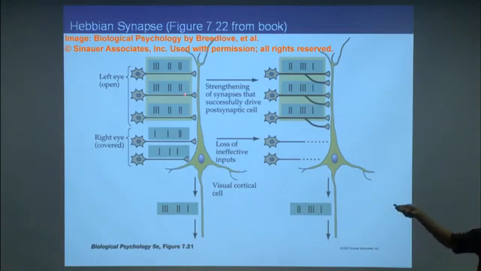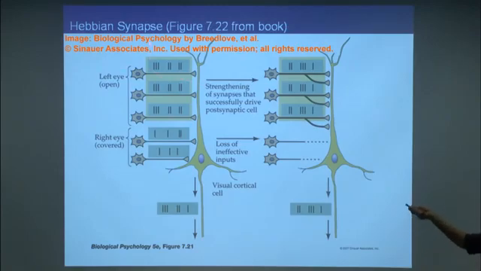We have an input. Let's say this is from a primary visual cortex cell, and we have inputs coming from the left eye. Let's say this is from the LGN, and we have inputs from the right eye. They're both synapsing on this visual cortical cell. But then we do a trick, a mean trick. We close the right eye. So we put a little patch over the right eye. So the right eye is not stimulated at all. Sorry, my right eye. The left eye is open all the time.